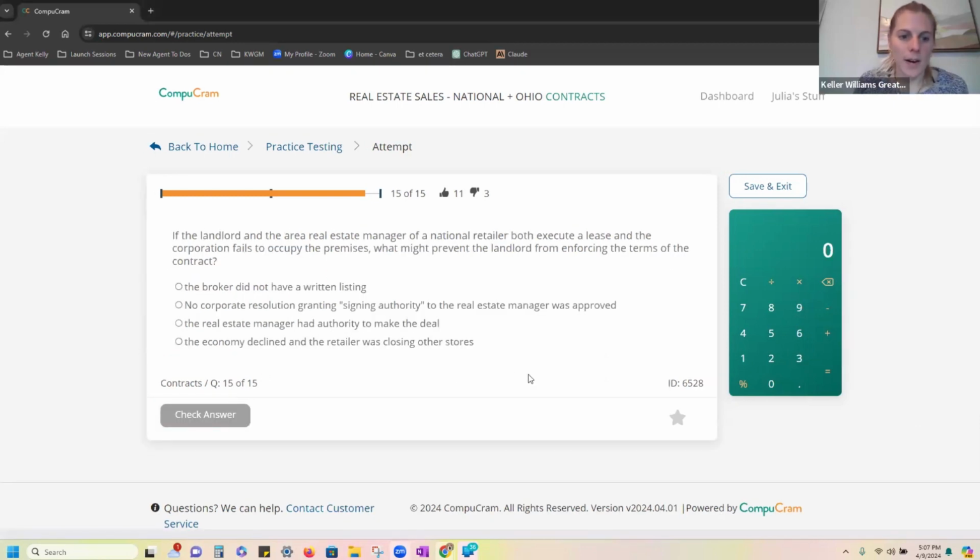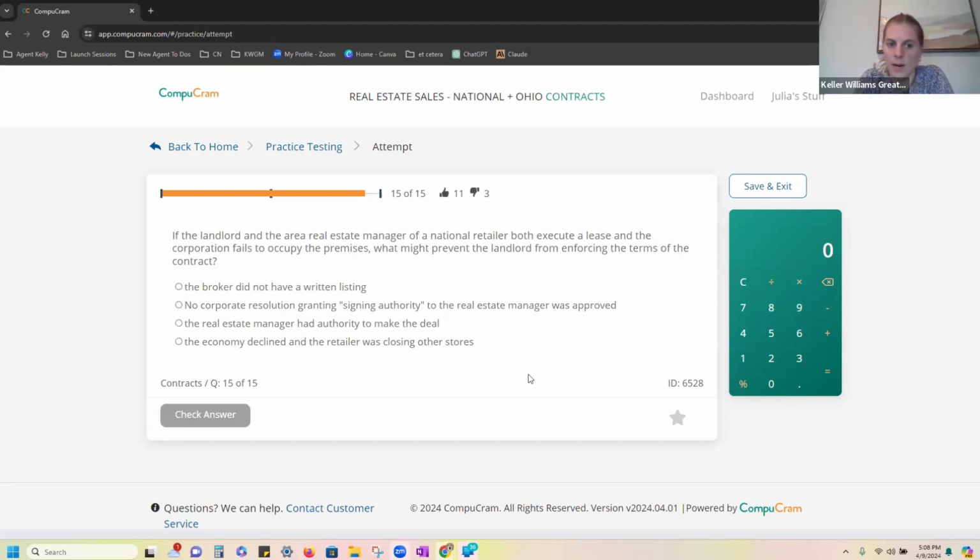If the landlord and the area real estate manager of a national retailer both execute a lease and the corporation fails to occupy the premises, what might prevent the landlord from enforcing the terms of the contract? A, the broker did not have a written listing. B, no corporate resolution granting signing authority to the real estate manager was approved. C, the real estate manager had authority to make the deal. Or D, the economy declined and the retailer was closing other stores. Area real estate manager, national retailer.